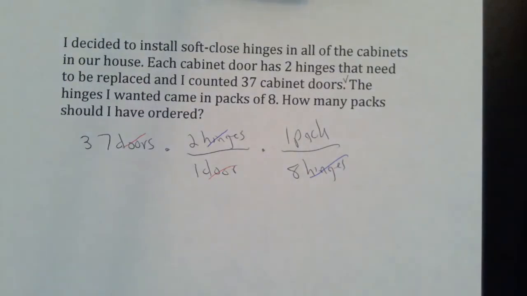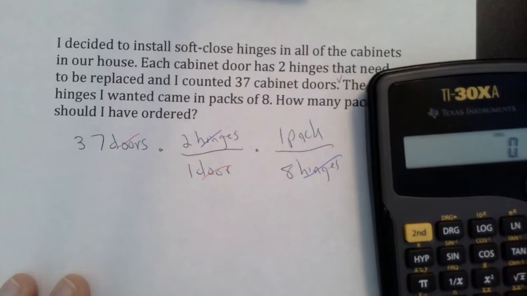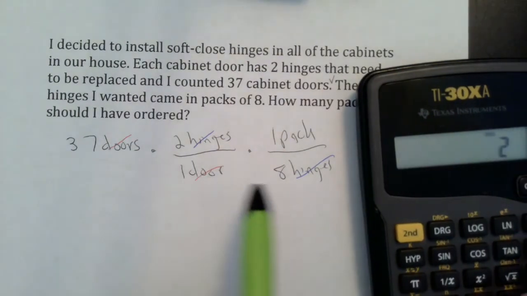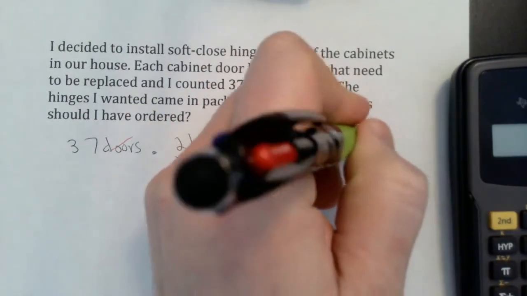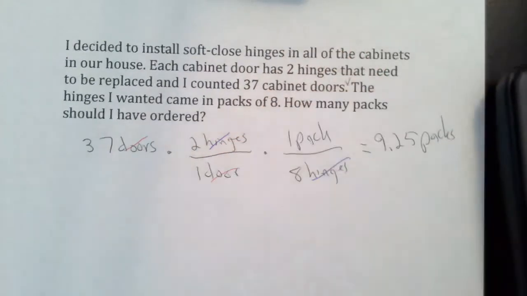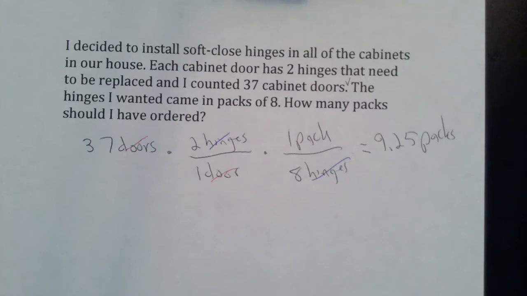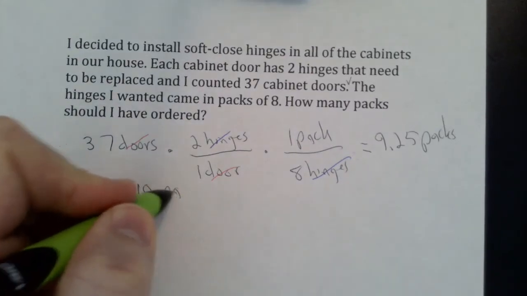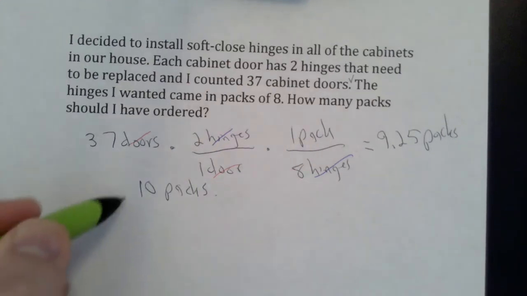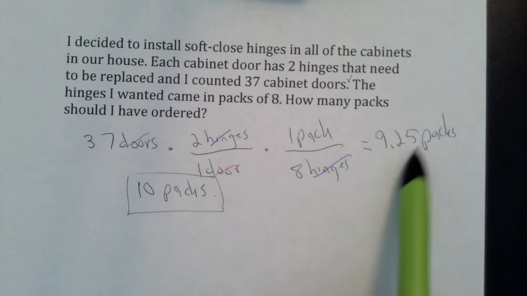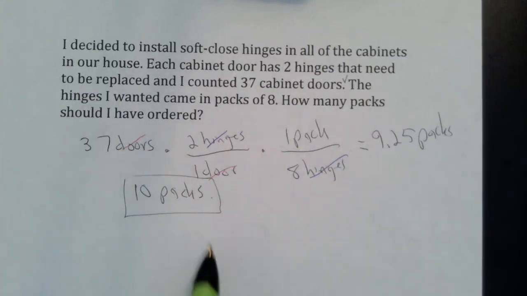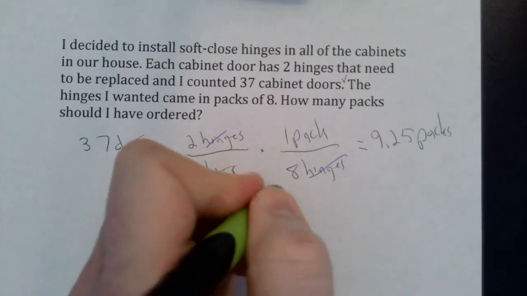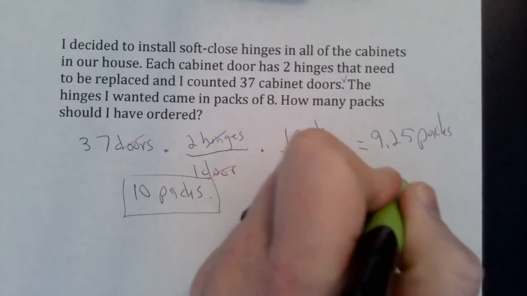So let me run through this on my calculator. Okay, 37 times 2 divided by 8. This gives me 9.25 packs. Now, I can't order a quarter of a pack, so I'm going to have to order 10 packs of these, unless I can buy some singly, at which point I'd have to figure out what a quarter of a pack is. It's 2, but here is my calculation to figure out I need 10 packs of these hinges. And again, the heuristic there was relate to a similar problem.